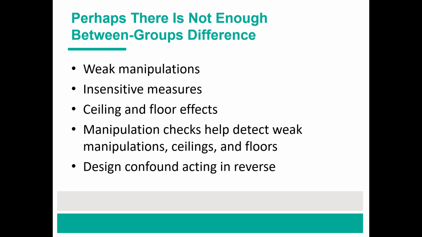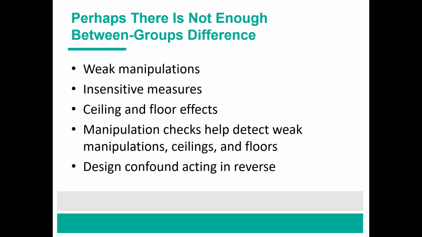Sometimes the cause of a null result is not enough between groups difference. This might occur because of weak manipulations, insensitive measures, ceiling or floor effects, or a reverse design confound. Based on the three examples we just looked at in the discussion of null effects, we can think of them in terms of weak manipulations. Perhaps in the study on money and mood, with the levels of the IV being no cash, 25 cents, or $1, that just wasn't enough money to affect people's mood. The difference didn't really matter.